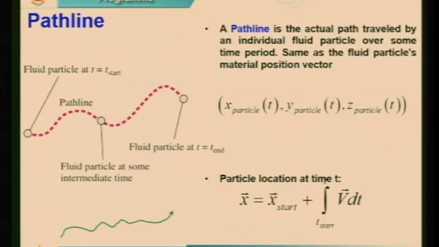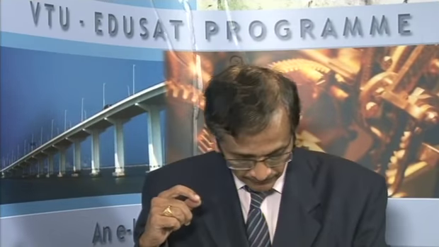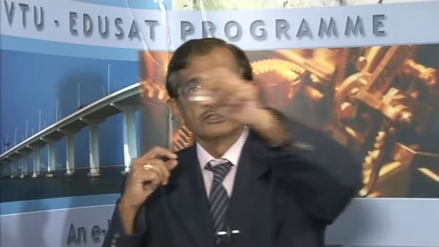So now I will read the slide. A path line is the actual path travelled by an individual fluid particle over some time period, same as the fluid particle's position vector. I would like to know where it is going. For example, if this room has got air and an air particle is coming here, say velocity is 5, then it's coming 2, then it's coming 3, then it's coming 2, 4, 3. It means till it leaves the room, definitely I am tracking the path of a single particle along the time, how it is going.